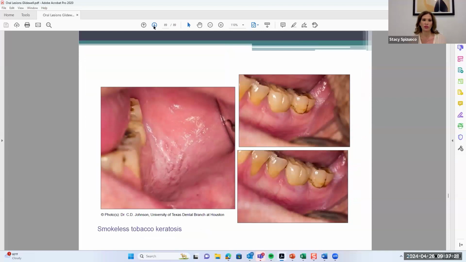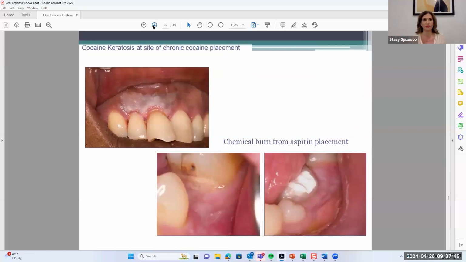Next is smokeless tobacco. Patients still put that stuff in their mouth and get the tobacco nicotine effects from it. So that's something, again, you want to take a history, and you probably do want to biopsy this if this patient is using any type of nicotine products, and monitor.